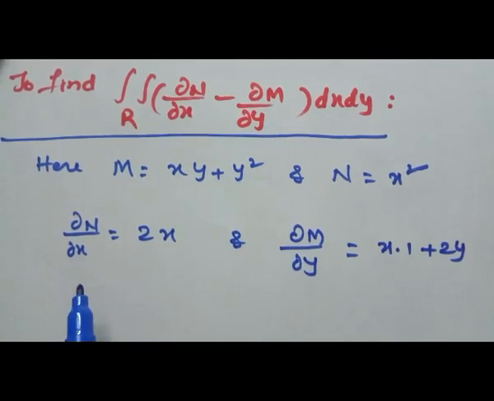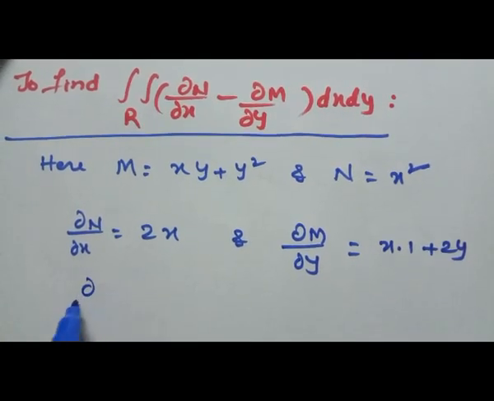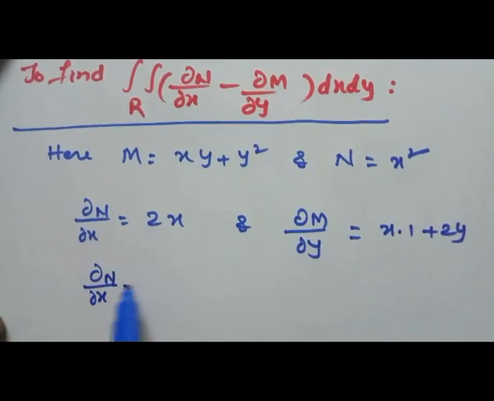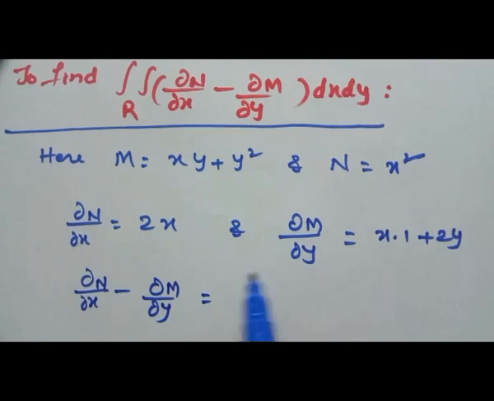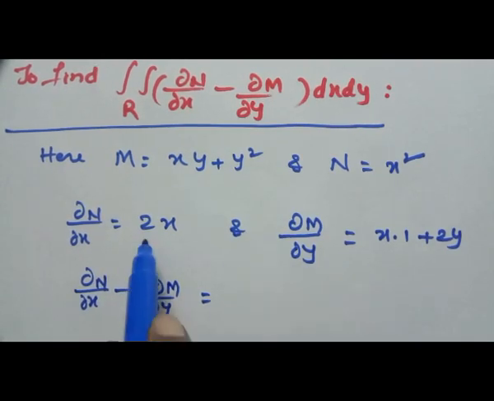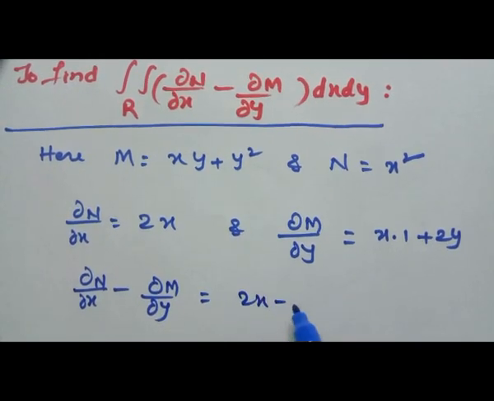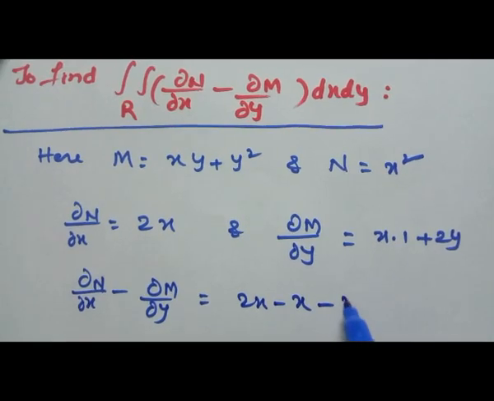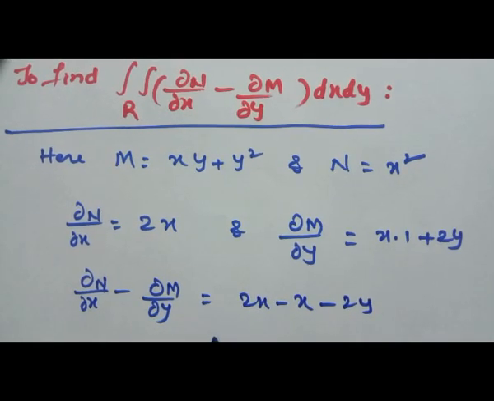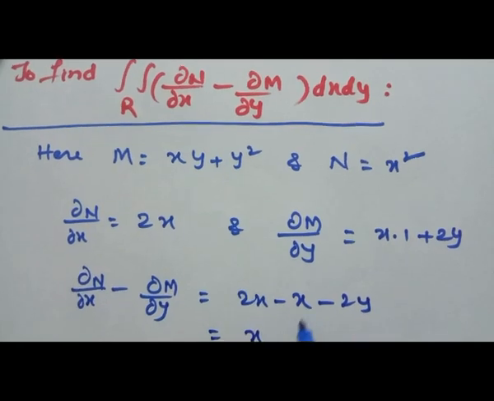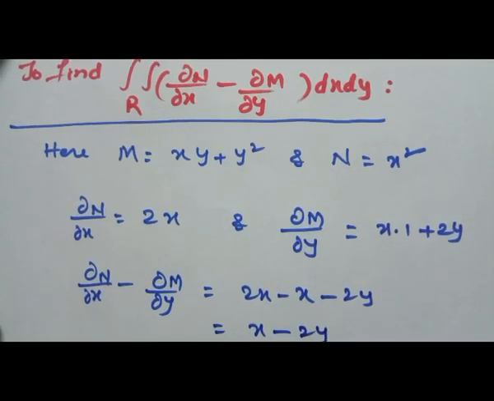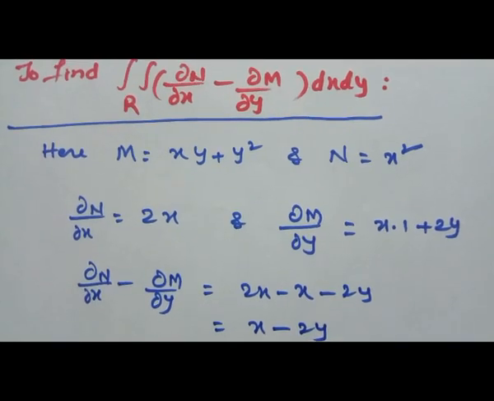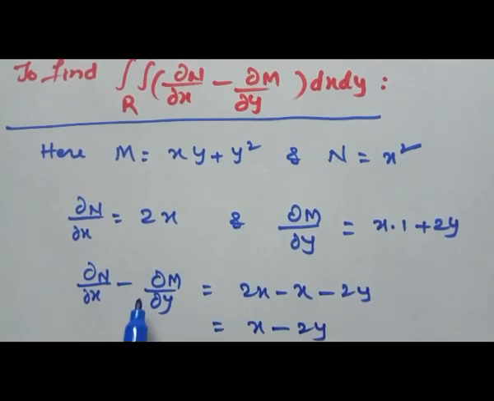So x is constant, the derivative of y is 1, plus y square, the derivative is 2y. Therefore, dou by dou x of n minus dou by dou y of m is equal to 2x minus x minus 2y. This is the value of dou by dou x of n minus dou by dou y of m.